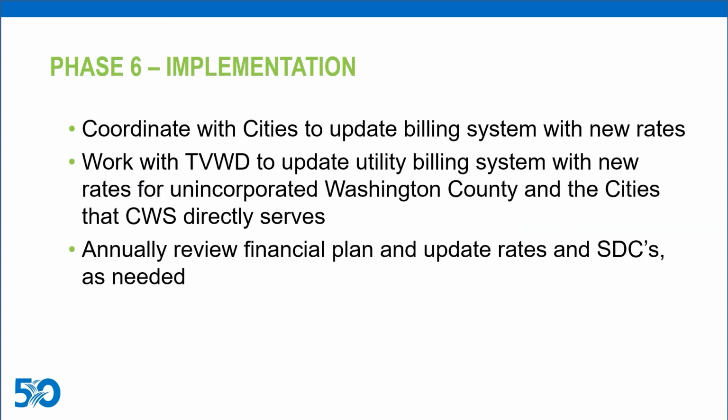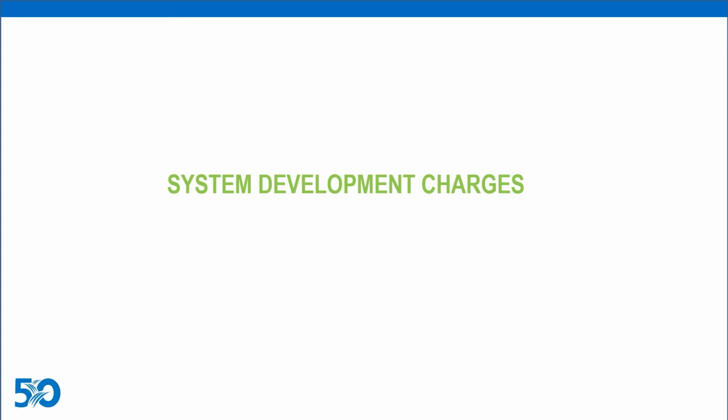Phase 6 is the implementation process, and this is where we will coordinate with the cities to update their billing systems with new rates. We will work with Tualatin Valley Water District to update the utility billing system with new rates for unincorporated Washington County areas and the cities that Clean Water Services directly provide service to. We will then review the financial plan on an annual basis and update the rates and system development charges as needed. I will now talk about our system development charges.